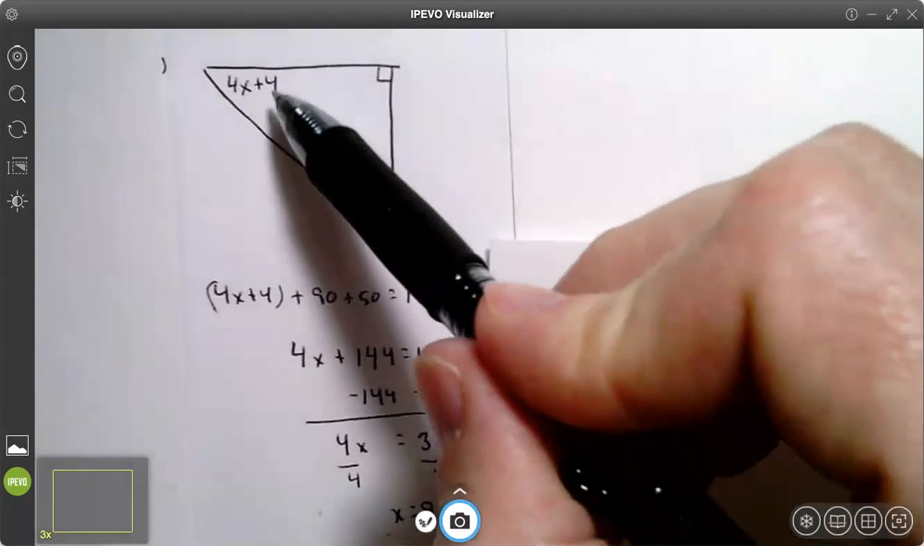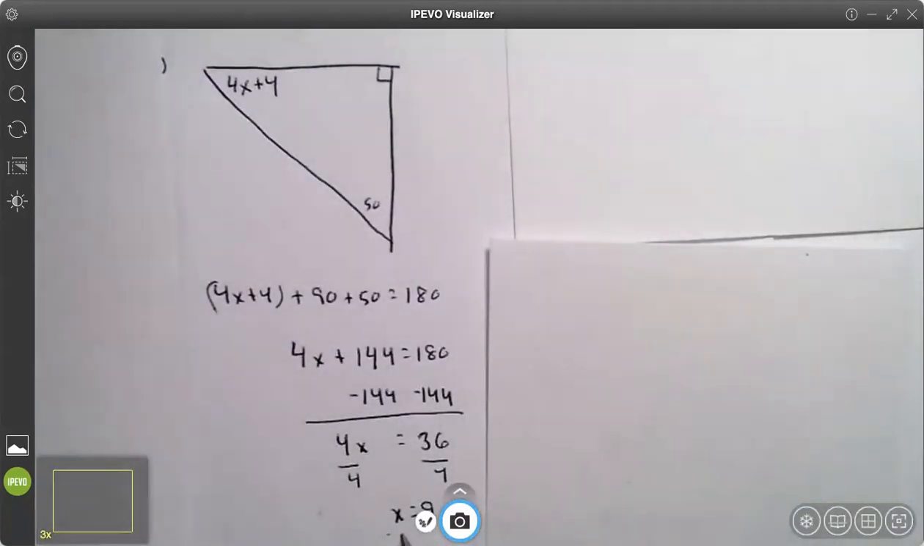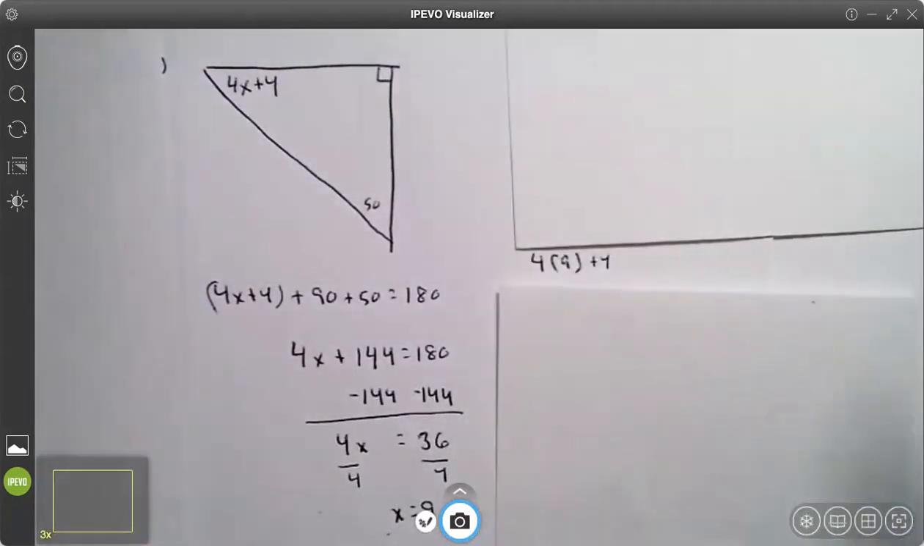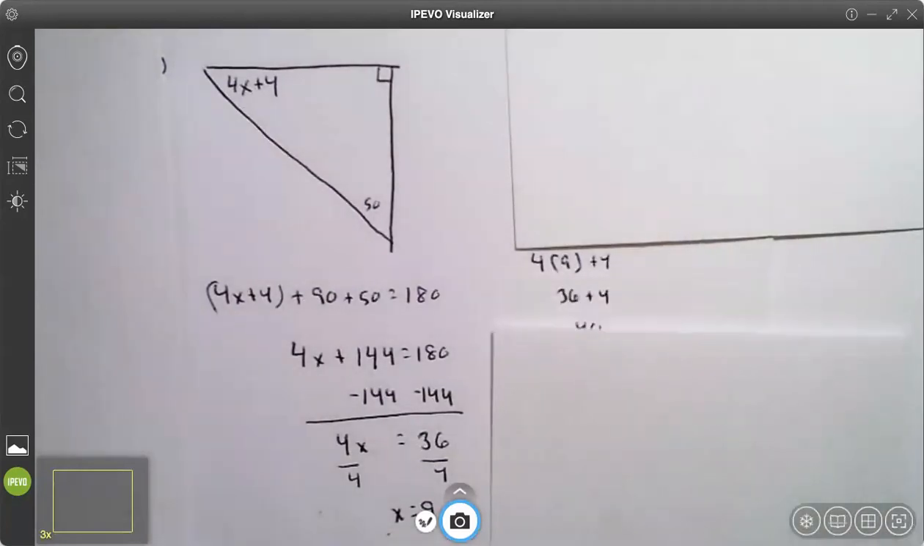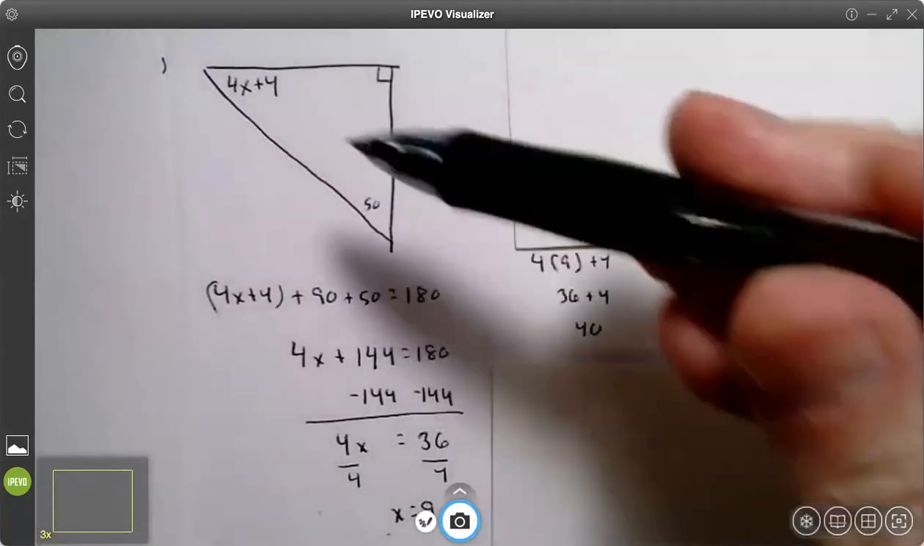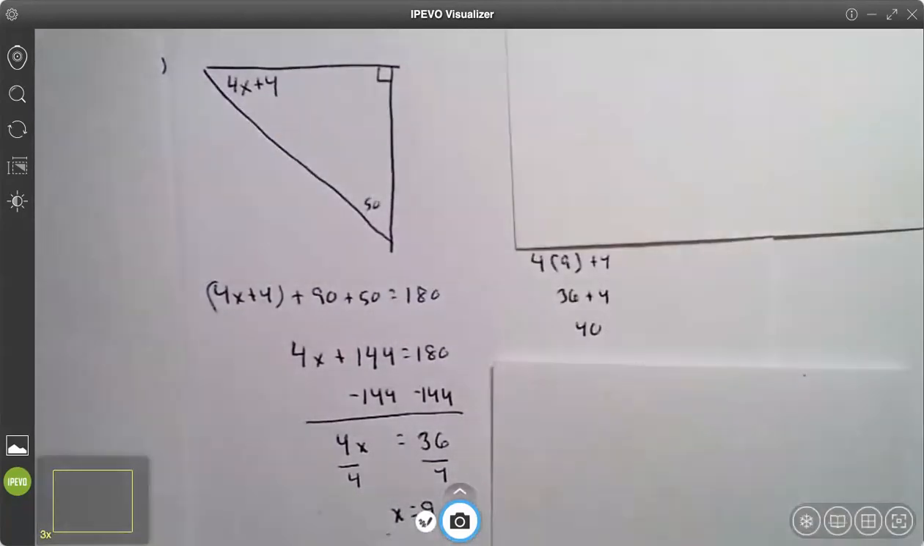Well, if I want to know this missing angle measure, and I know that x equals 9, I just take that 9 and I plug it in for x. Instead of 4x plus 4, we have 4 times 9 plus 4, which gives us 40. So this missing angle measure is 40 degrees.